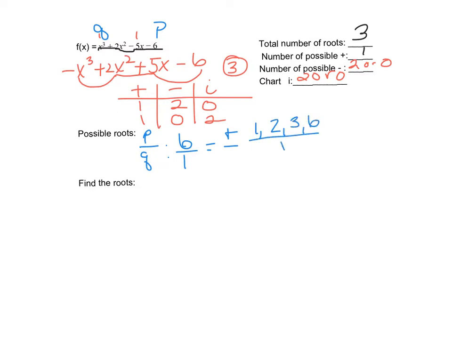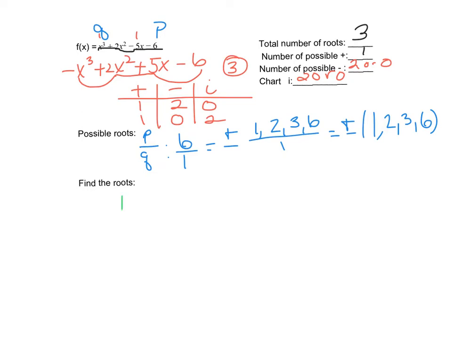So now, to list all the possibles, I'm going to list all the numerators over the denominators each separately. And since there's only a denominator of 1, my possibles are just going to be 1, 2, 3, and 6. Again, if there was another denominator, I would list all those numbers over that denominator also. So right now I have plus minus 1, 2, 3, and 6, which means I have 8 different options. Now I use those options to do my synthetic division.